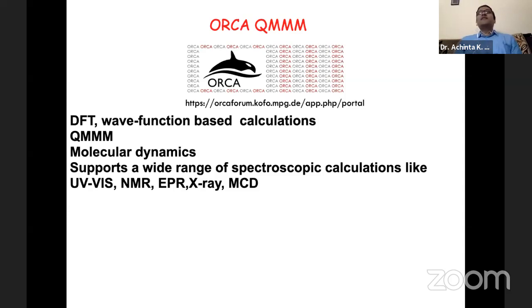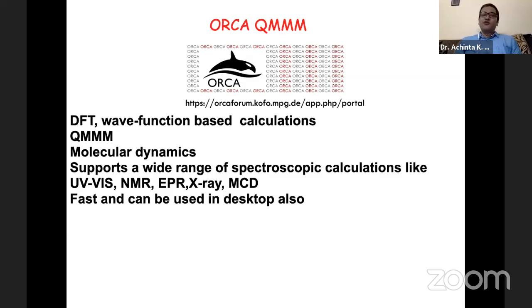And the best part of it is that it's fast and can be used on a desktop also. You can do a lot of powerful calculations on desktops. Many of the calculations I do these days, I can do on my desktop using it. And of course, the best part is it's free. So you don't have to go for any commercial software. You can just download it and start using it on your desktop. So that's how easy it is.